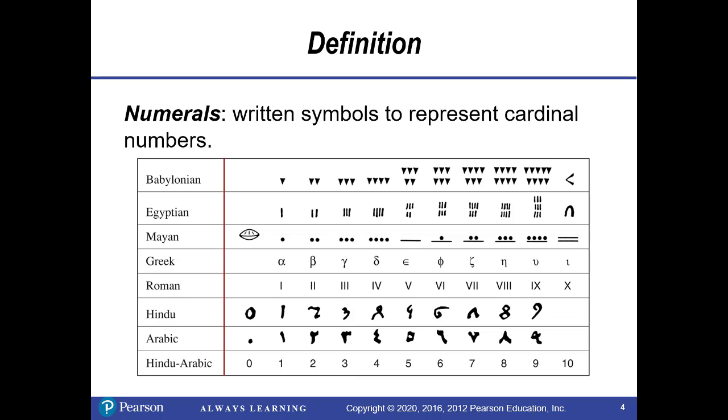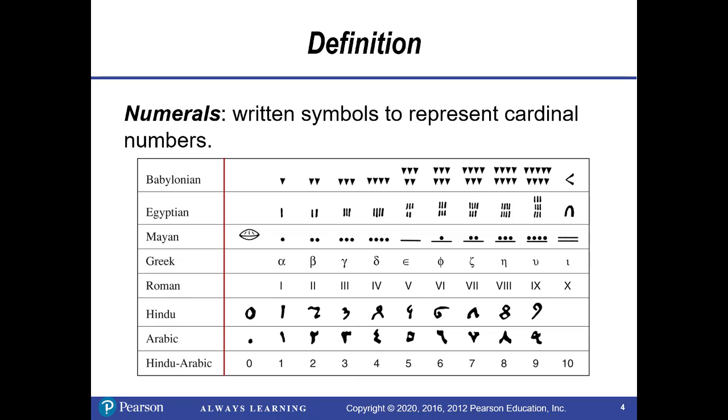We can't touch or taste or feel or hear or see a number. What we have instead are symbols that represent them. Those symbols are called numerals. Different cultures throughout history have devised their own systems to represent the numbers. Here we're interested in the cardinal numbers. A cardinal number answers the question, how many?